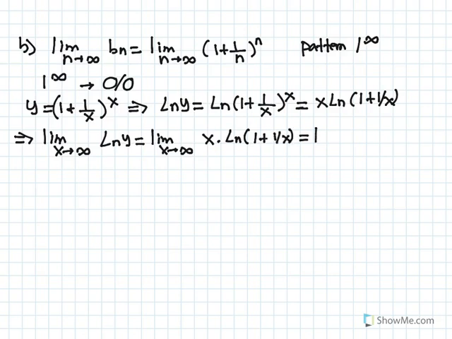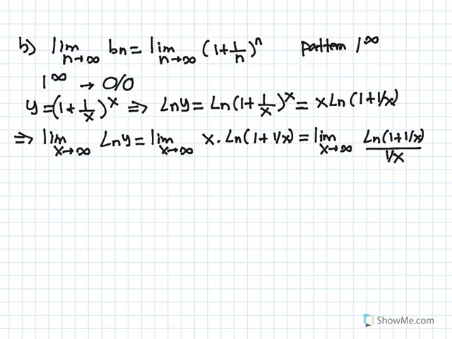This is equal to the limit as x goes to infinity of log of 1 plus 1 over x, divided by 1 over x. Now, if we look at the pattern, it is 0 over 0. Why is that? If you plug in x equals infinity, you get 1 over infinity, which is 0.